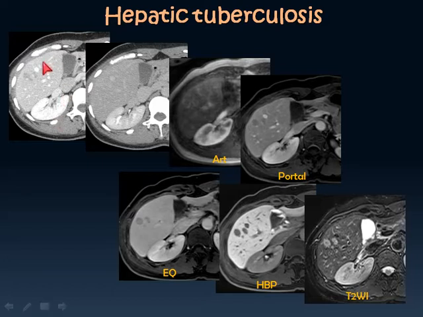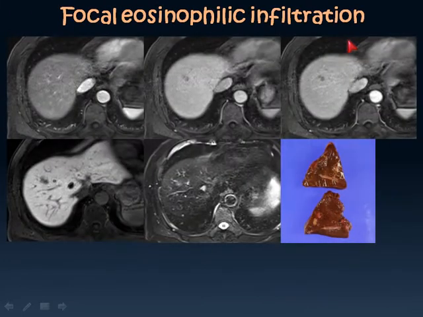As you can see on CT, ill-defined nodules are seen in the right lobe of the liver. Dynamic enhancement images show peripheral ring-like enhancement, which is similar to the findings of hepatic metastasis. And the patient underwent ultrasound-guided biopsy, and it proved to be a hepatic tuberculosis.